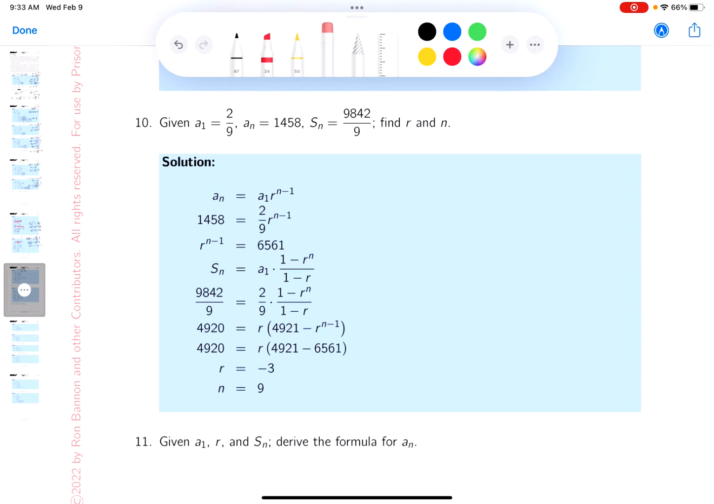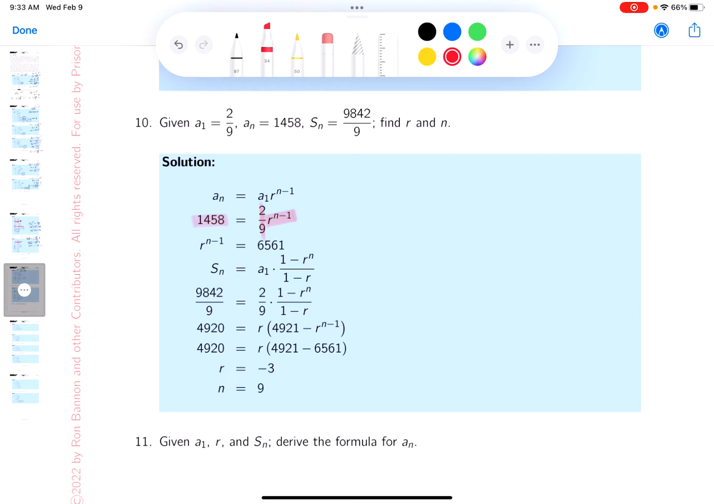Okay, we're at problem number 10 now. And it's the same loop over and over again. So I'm going to outline what they're writing down. They say the nth term, 1458, is equal to a1 r to the n minus 1. They just don't know what n is, all right?